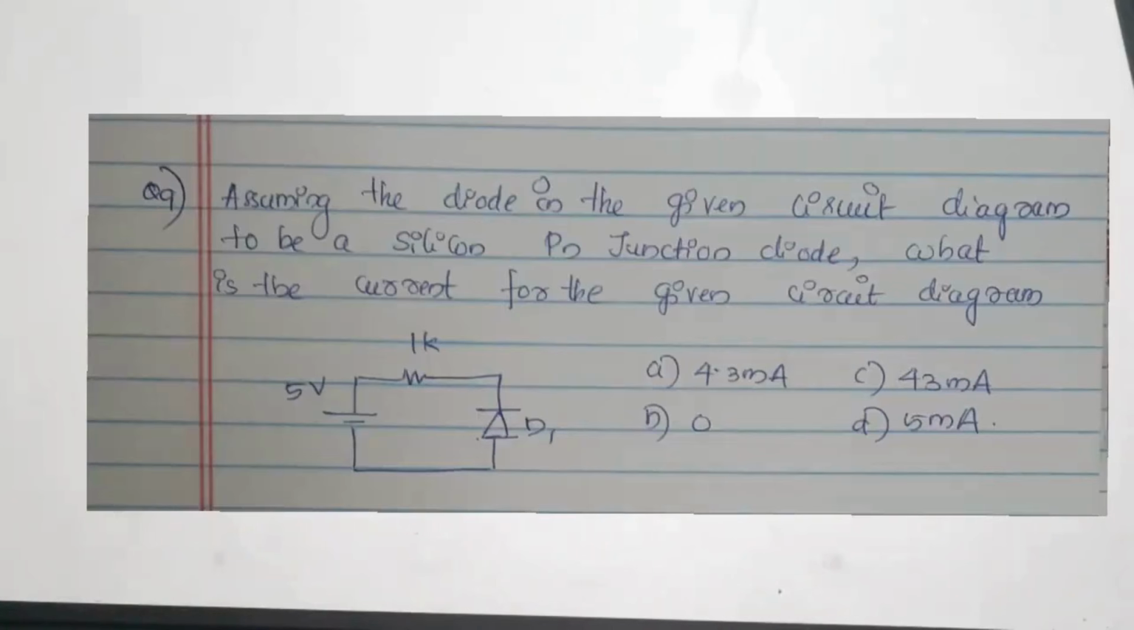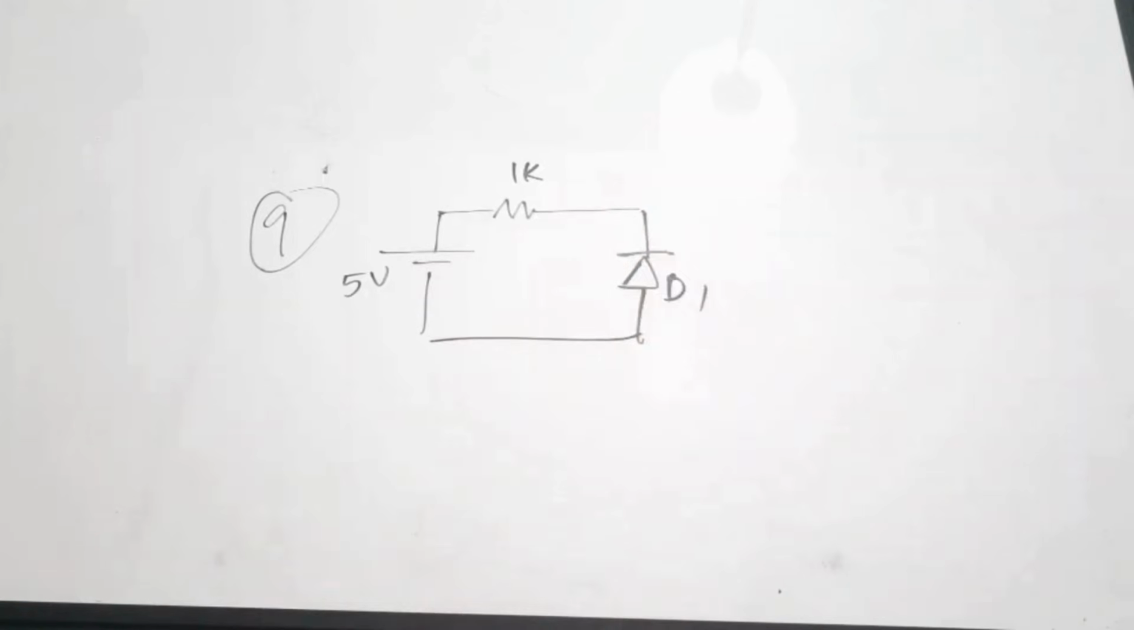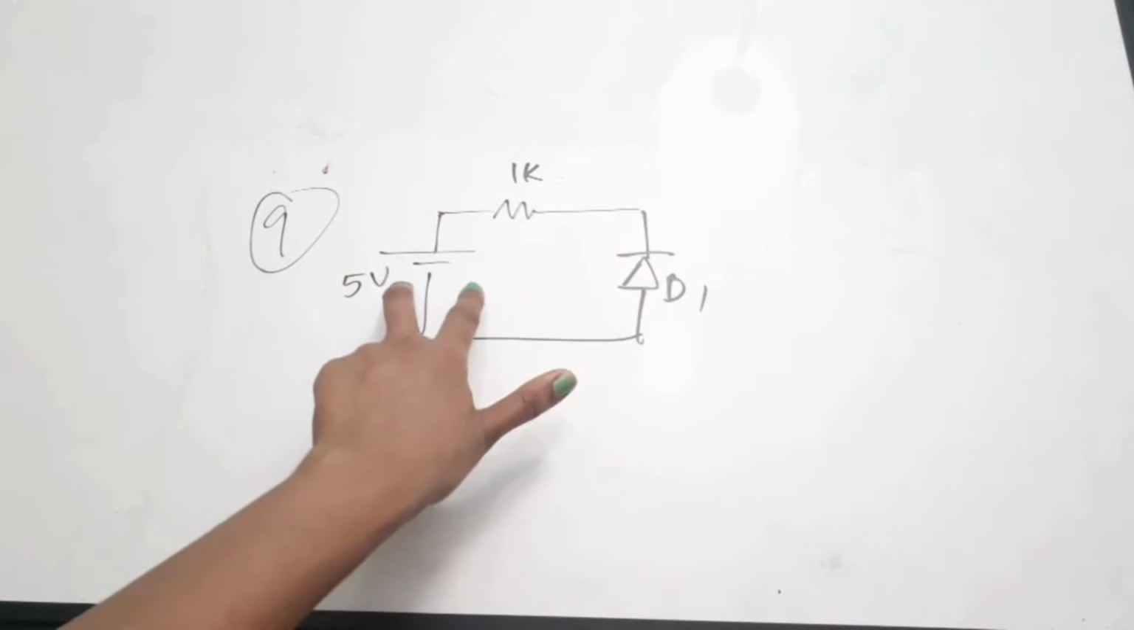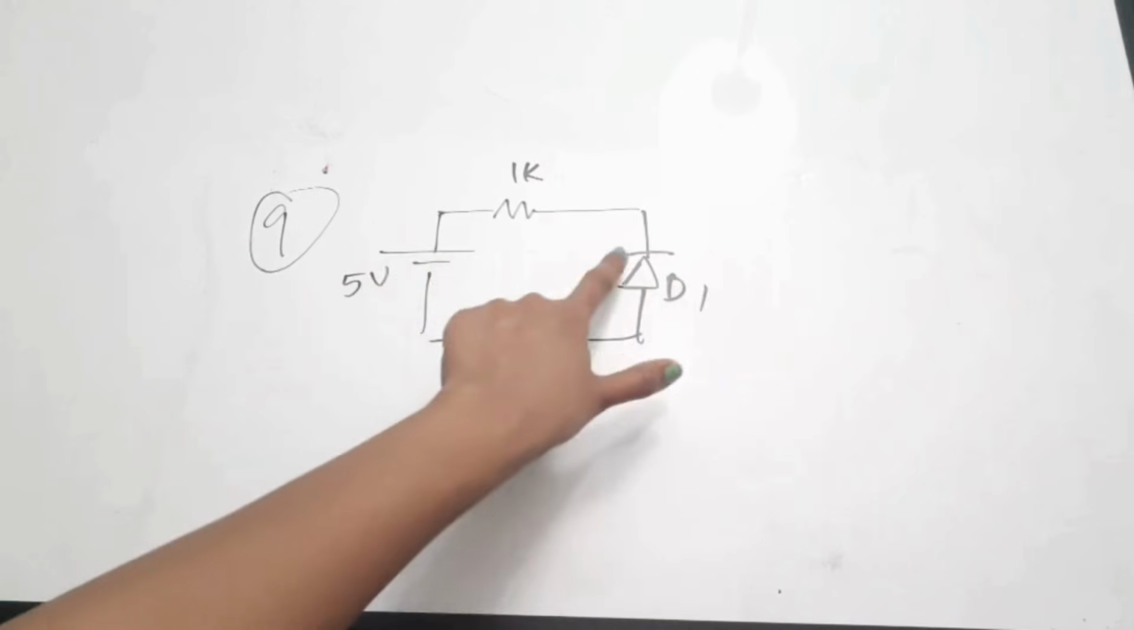Assume the diode in the given circuit diagram to be a silicon PN junction diode. What is the current for the given circuit diagram? Okay. So this circuit has a voltage source of 5 volt, 1K resistance and diode D1. Now what will be the current through this diode is the question. Very simple. You have to just see the polarity of the voltage source and the diode. This is positive and negative. This is negative and positive.